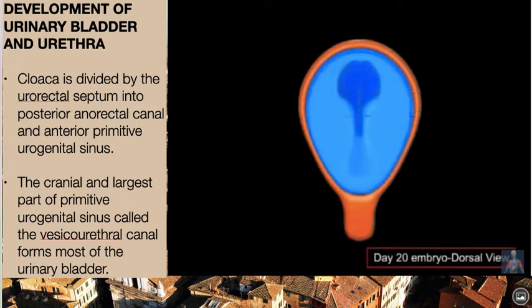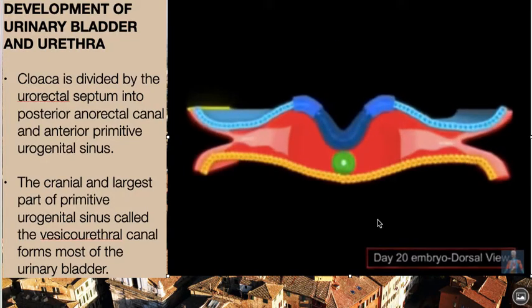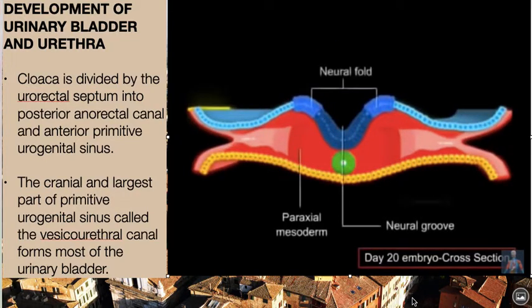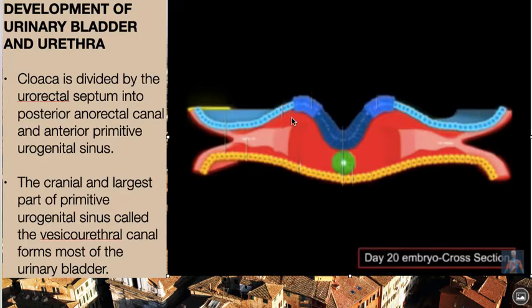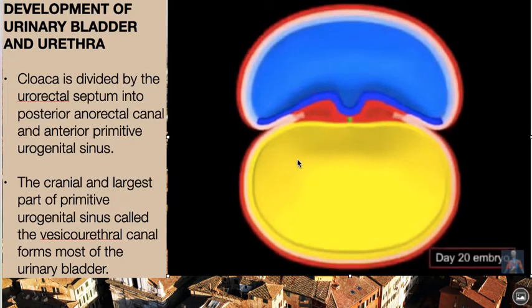So, a little bit about the development of the urinary bladder and the urethra. Before this, let's just go through this video clip. You know this is a disc, the embryonic disc, right? This is the paraxial mesoderm, lateral plate mesoderm, and the intermediate mesoderm. So, it is developing from the intermediate mesoderm.